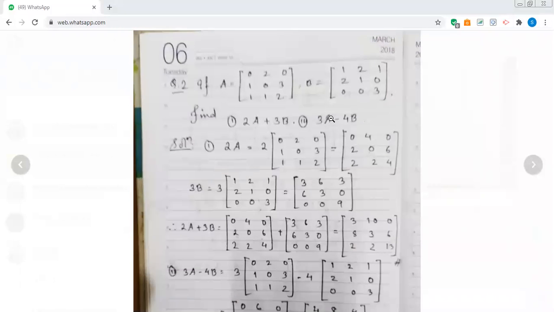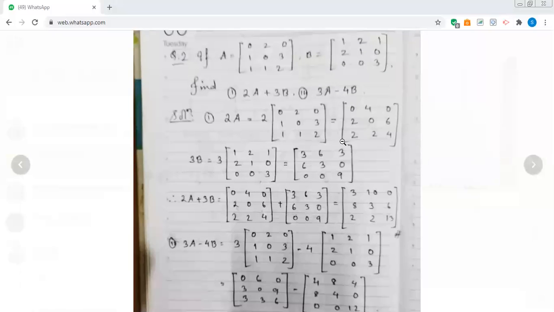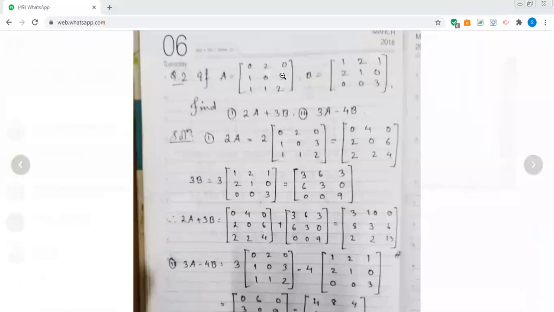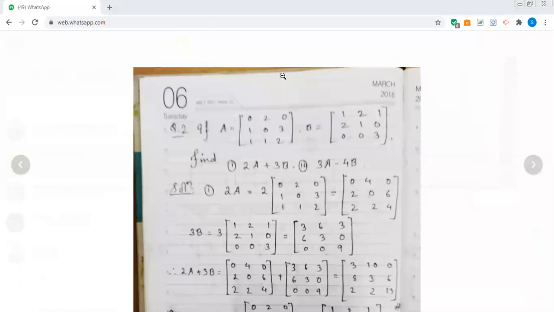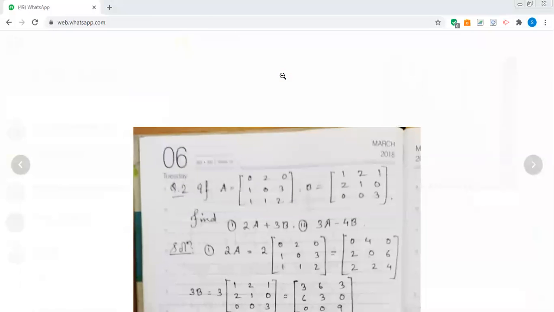Who is talking? Excuse me? Who is talking? Juganto Das and Rohit Hazarika. You just mute your microphones.